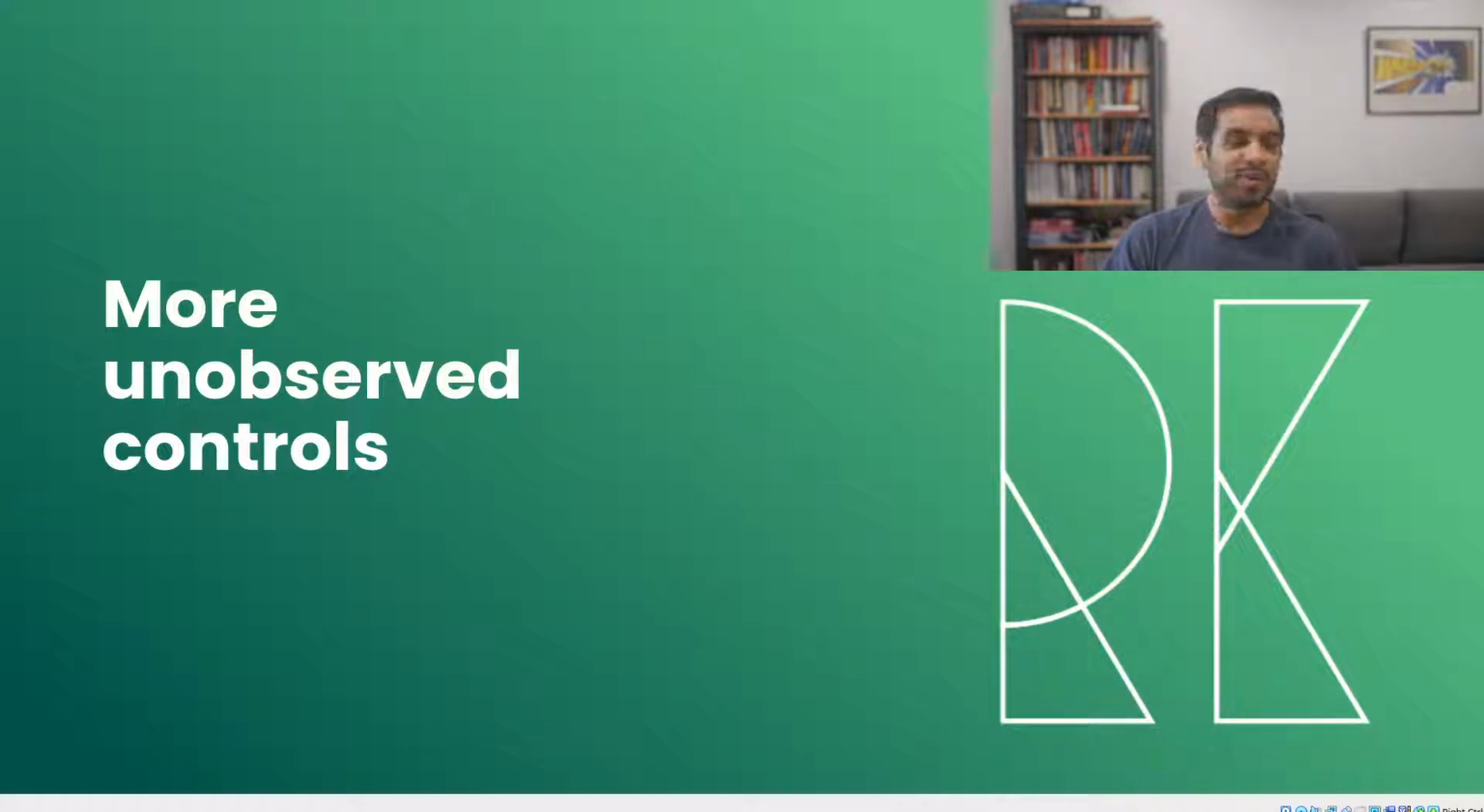So, going through the 3 sections at a high level, we had more unobserved controls. So last time we had regression discontinuity design, where the discontinuity would control for the unobserved. In this case, the instrument controls for the unobserved.